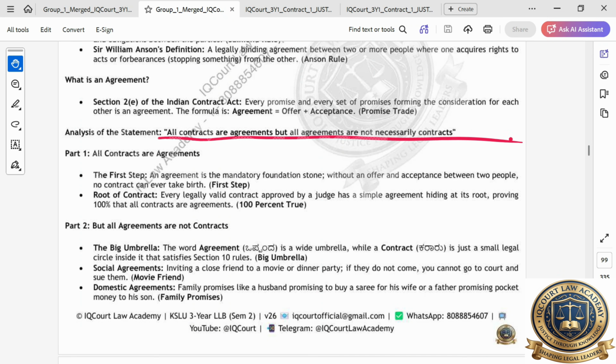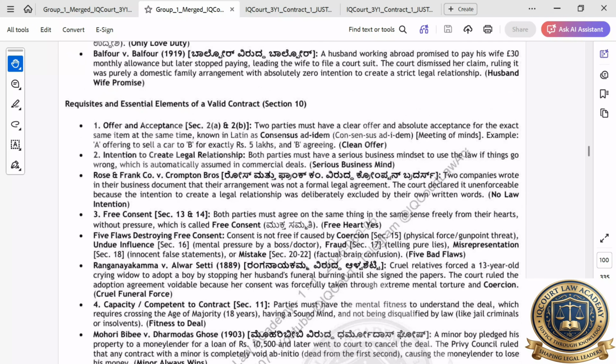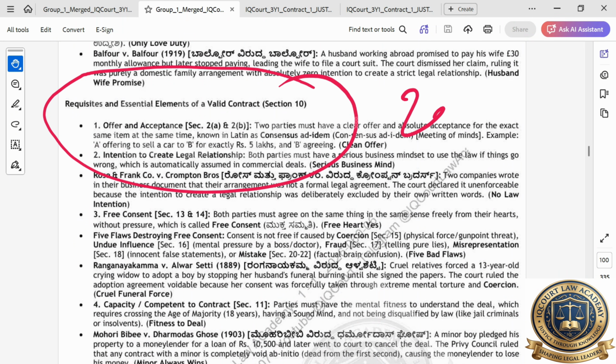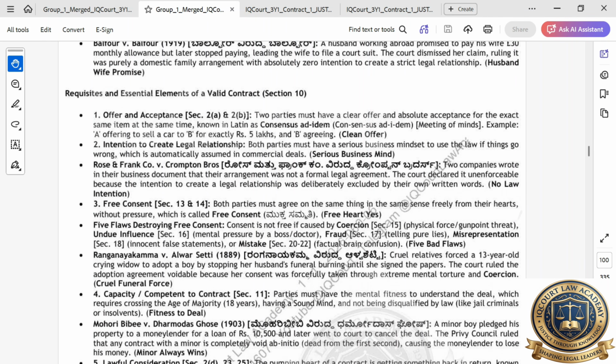All contracts are agreements, but all agreements are not necessarily contracts. So this is the explanation. You have to write the basic thing I already explained, and this is very, very important. You have to study this, 200% important. You have to write this for all the questions of the first unit. At least basic things you should write.